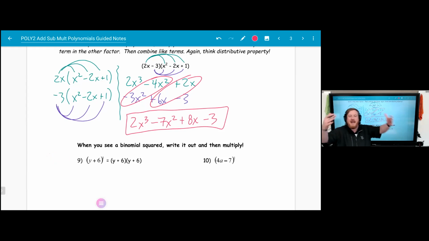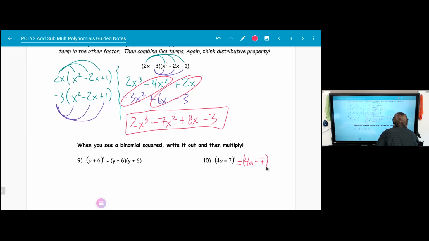You may know this as FOIL. That's maybe the first, outside, inside, last. If you don't know it by FOIL, that's okay too. Use distribution. 4a minus 7 squared, I'm going to give you the little starter hint here. This is 4a minus 7 times 4a minus 7. I'm going to hit pause, and you're going to check your work when you come back. Remember to use distribution or FOIL if you know how to do binomials.